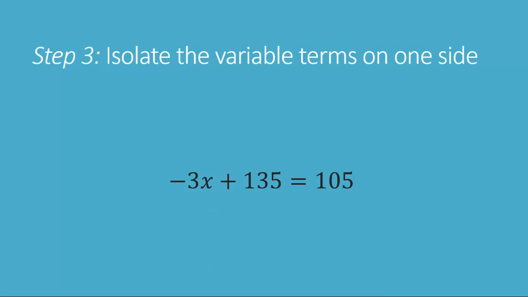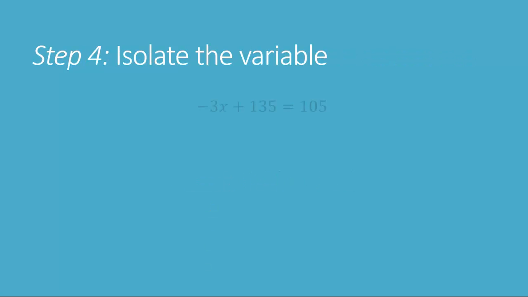Now we need to go ahead and move on to step 4, where we need to isolate the variable. We need to isolate x. The first thing we need to do is one of 2 steps. We need to either get rid of the negative 3 here first, or get rid of this plus 135 first. Either way will lead you to the same answer.